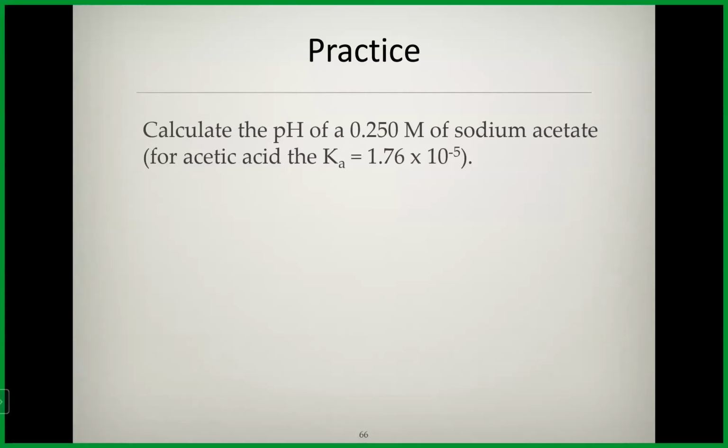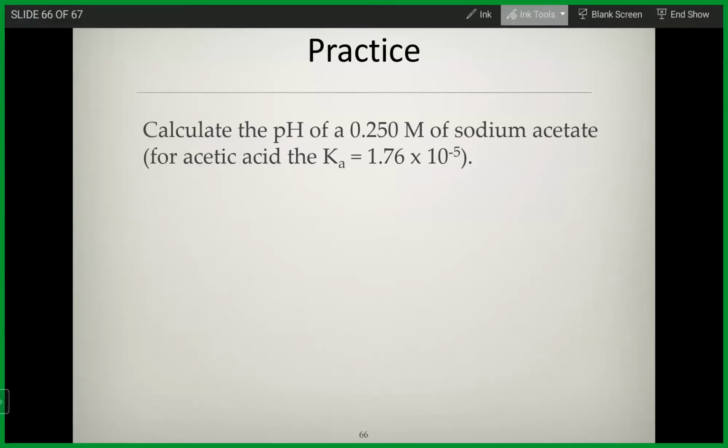And then just a couple of practice ones. With the first one here, calculate the pH of 0.250 molar sodium acetate. And for acetic acid, we've got Ka equal to 1.76 times 10 to the negative fifth. So what we need to really do is think about what's occurring here.